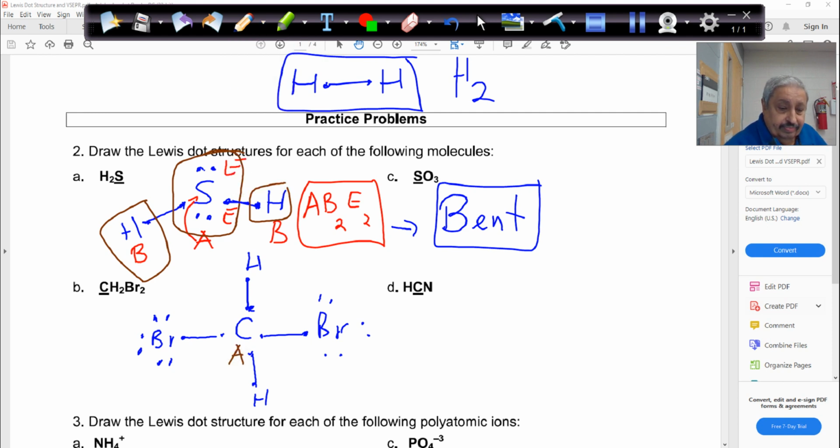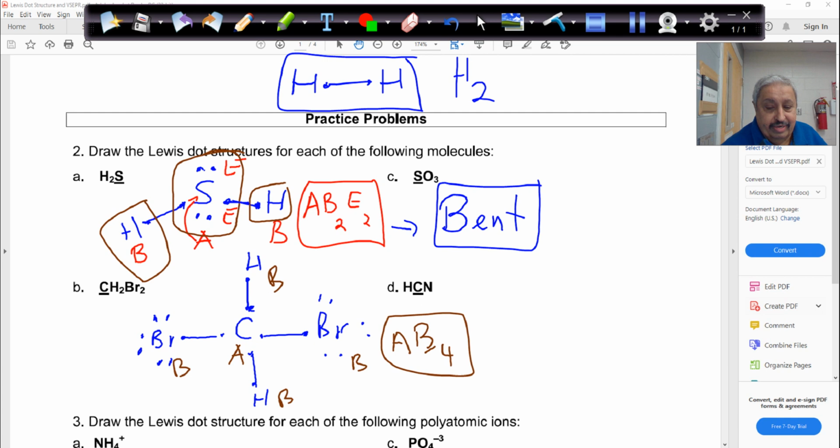Okay, so according to what I can see here, this is A, B, B, B, and B. This is AB4. There is no lone pair here. AB4 means what? A tetrahedron. AB4 is tetrahedron. That's AB4, no lone pair. Correct? That will be tetrahedron.